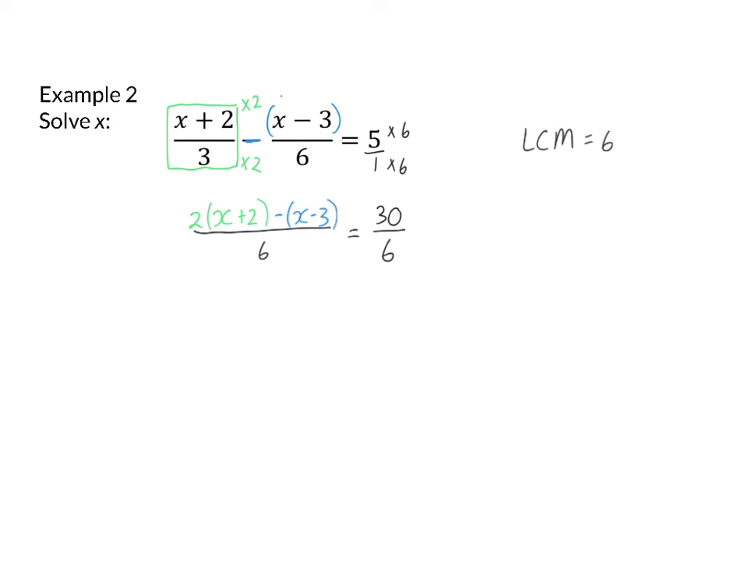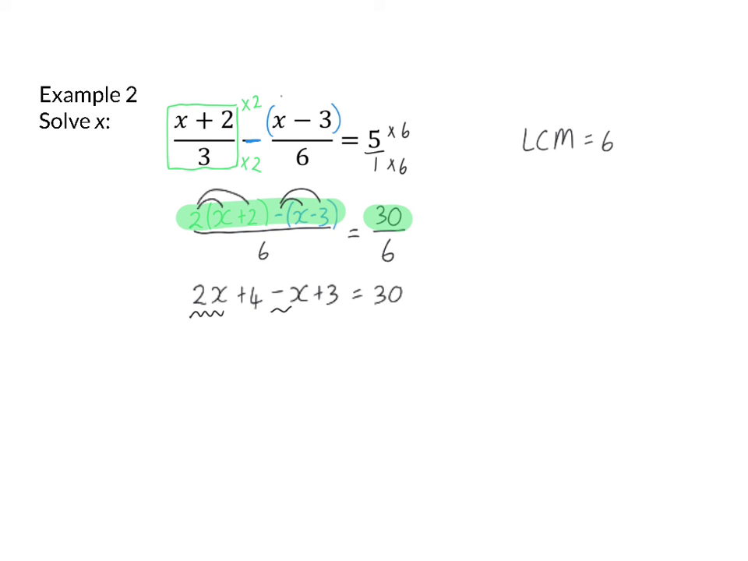Because the two denominators are exactly the same, we can make the conclusion that the numerator on the left should be the same as the numerator on the right and work with only our numerators. On the left-hand side, I'm going to multiply the 2 into the bracket to get 2x plus 4, and also multiply the minus into the second bracket to get minus x, and then importantly plus 3. And on the right hand side we have 30.